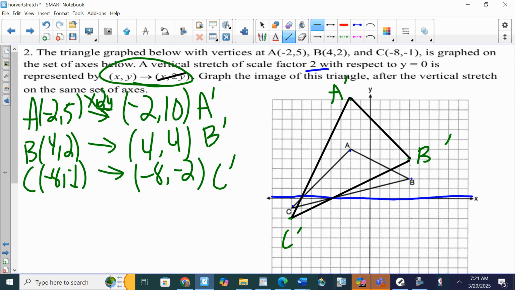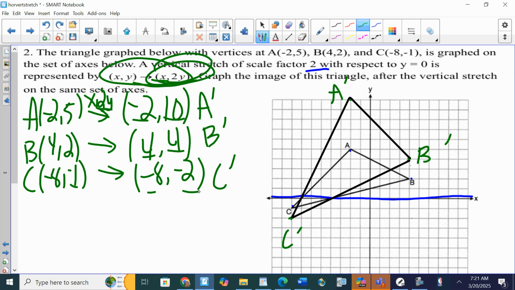Follow this rule. Oops. Follow this rule. This is saying keep the x the same, so I kept all the x's the same. This is saying multiply the y values by 2, so I multiplied the y values by 2. It says to graph it, graph it.